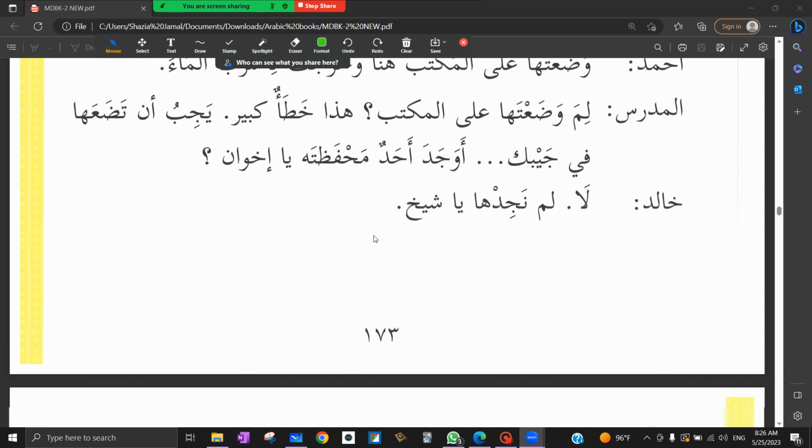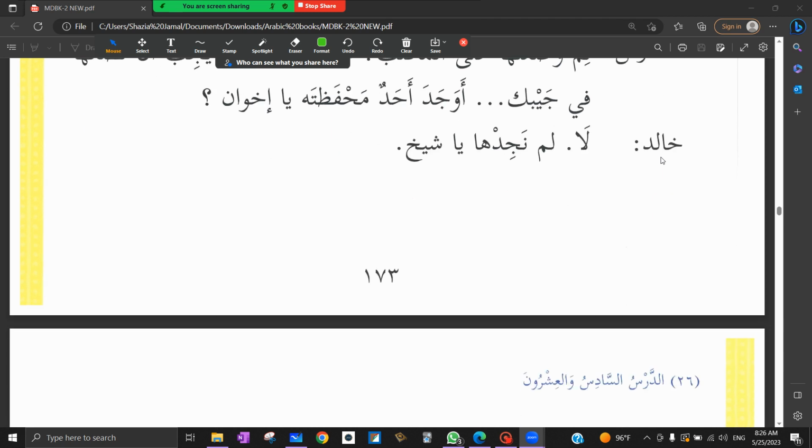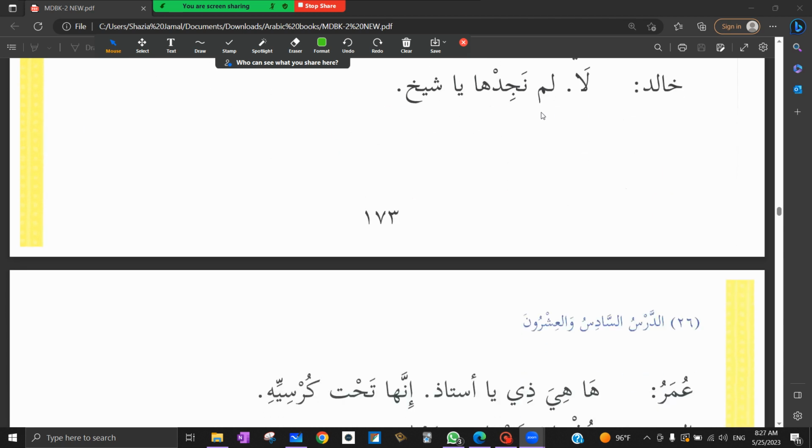So let's see what is the answer. Then Khalid says, La, lam najidha. Now, why is it najid? Who can tell me why is it najid with sukoon? Can anybody tell me? Because this is the tool of jazm. That's why the coming verb is with sukoon, jazm case. And this ha is denoting what? Wallet, because it is a feminine noun. La. Lam najidha ya sheikh.